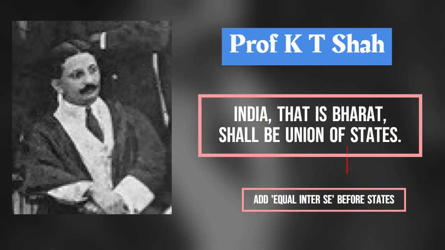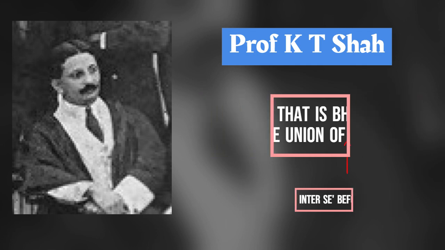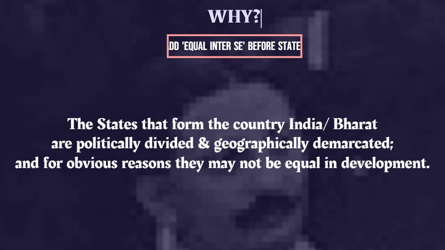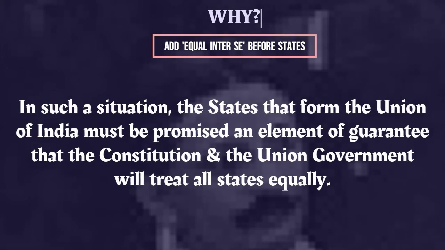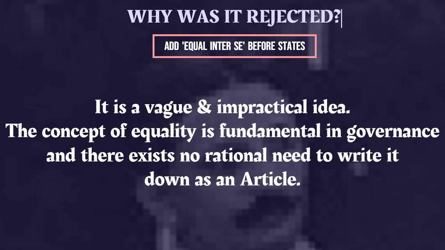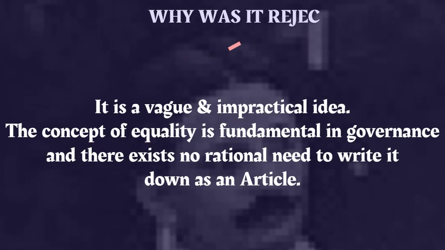K.T. Shah also suggested that the words "equal inter se" must be added before "the state." This is an indication to strive towards the equality of political status. The components that form India, which are politically and geographically demarcated, may not be equal in terms of development and advancement. So, the inclusion of "equal inter se" will assure the states that they will always be treated equally by the government. This idea was also rejected on the ground of being vague and impractical.